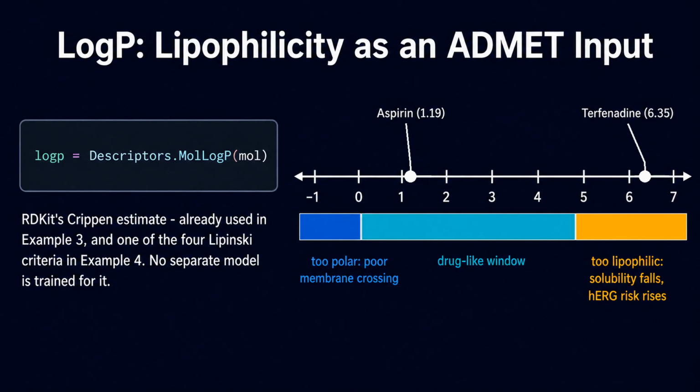Log-P runs through everything in this section. Too low and a compound won't cross membranes. Too high and both solubility and cardiotoxicity risk get worse, which is why it feeds every ADMET model here as an input feature.